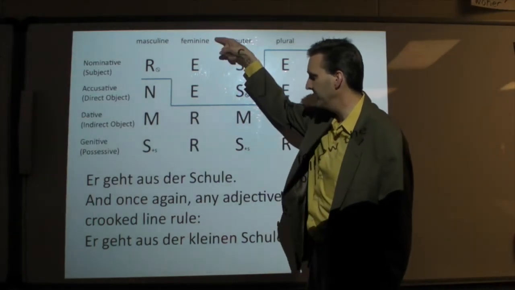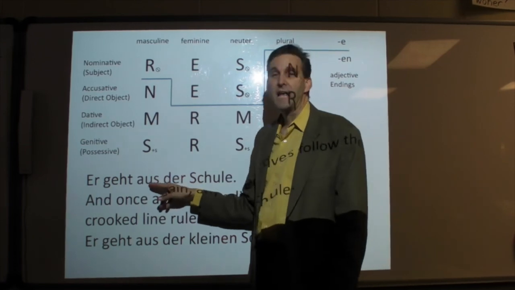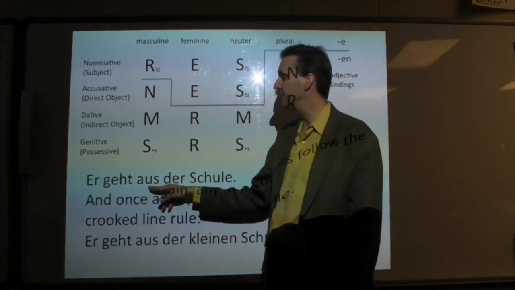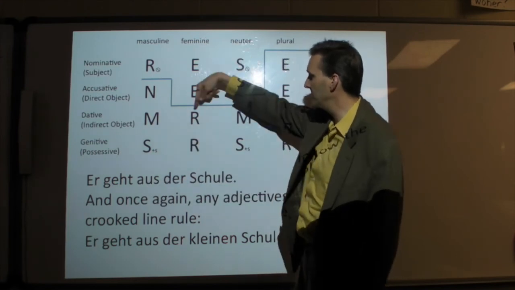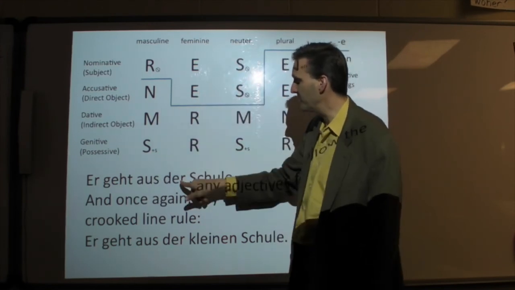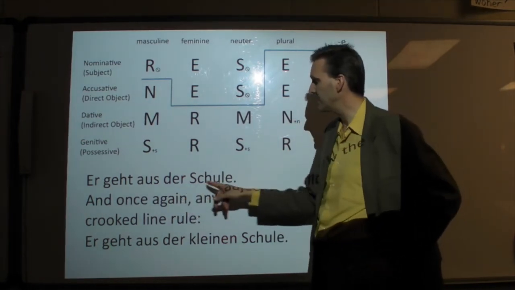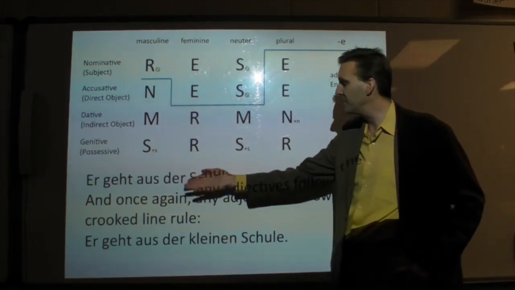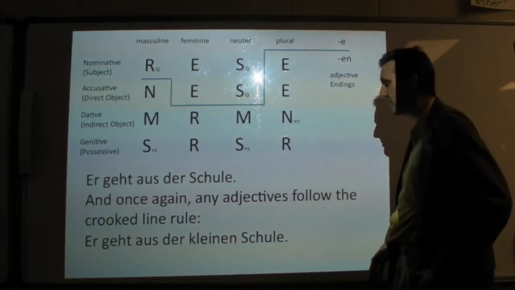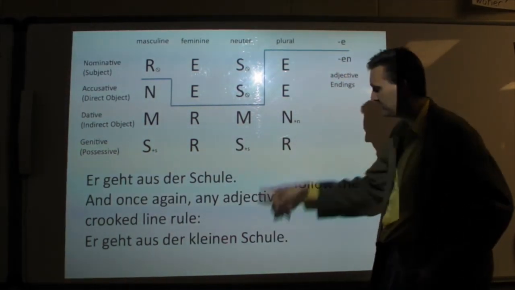Schule is feminine, and he walks out of the school, well, aus, außer, bei, mit, nach, seit, von, zu, the dative it is true. So aus is one of those dative ones. School is feminine, so Schule, that's where I'm getting this R. Geht aus der Schule. Aus der Schule. Okay? Once again, if we have any adjectives, it just follows the crooked line rule that you've already learned. So geht aus der kleinen Schule.